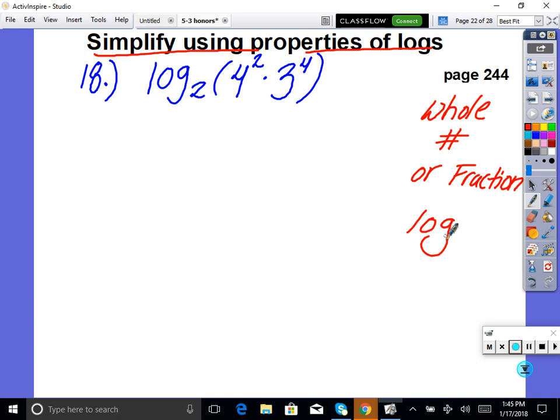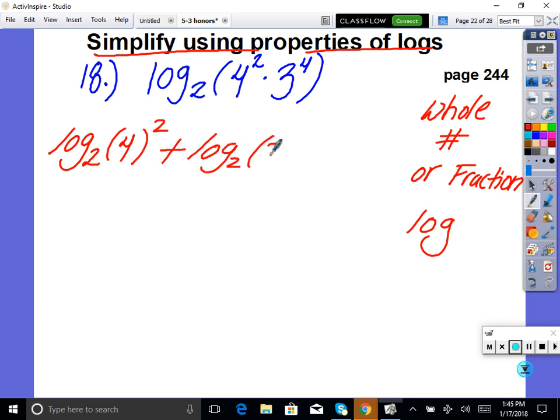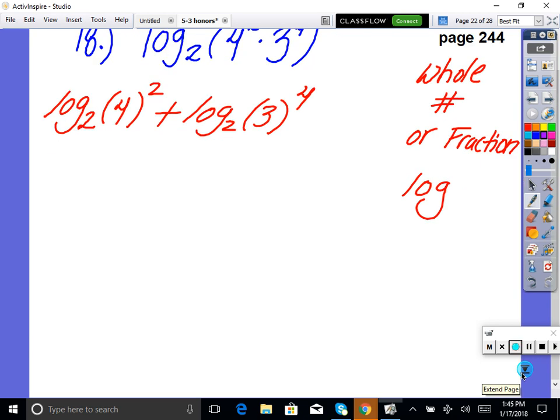So everybody, we have log base 2 of 4 squared times 3 to the 4th. Let's rewrite this. If we split it apart, it might be easier to simplify: log base 2 of 4 squared plus log base 2 of 3 to the 4th. That might be useful because now I can see if I can simplify things using properties of logarithms. Okay, next step, I'm going to take care of the exponents. Does everyone agree? Okay, let's do that.